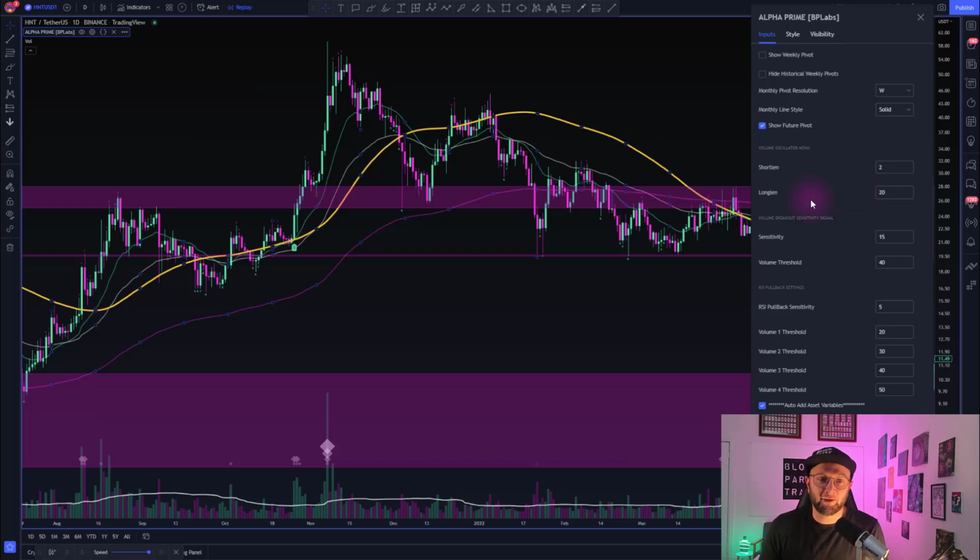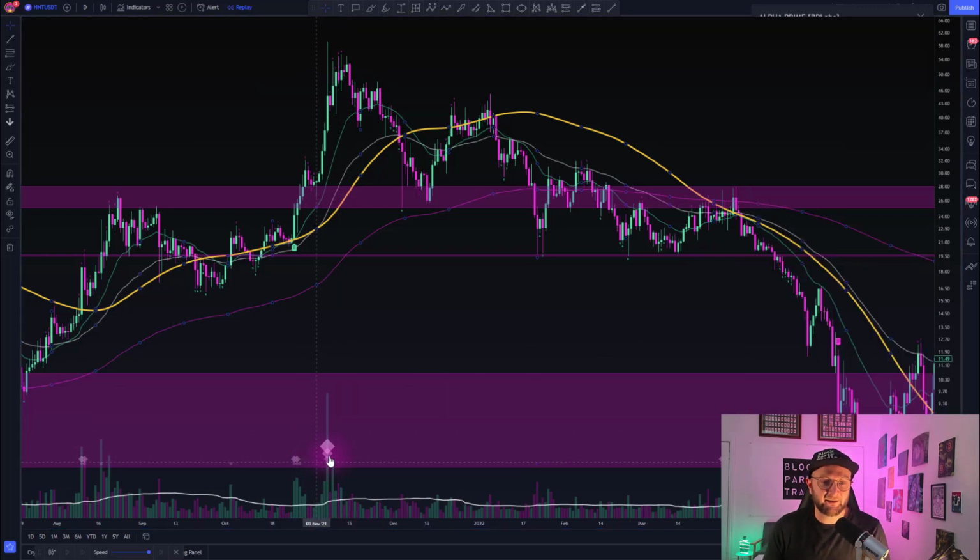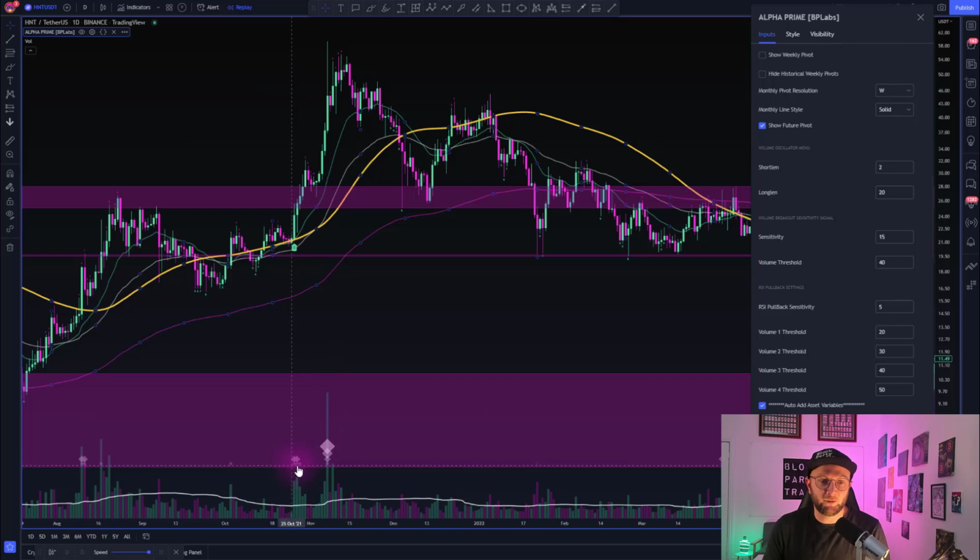And what do the signals look like? Well, as you can see, these little diamonds down here: the small one basically means a small volume spike, leading all the way up to the larger diamond, which means a very large volume spike. On top of this, we also have the volume thresholds. Volume 1 is the smallest diamond, all the way up to the volume 4 threshold, which is the largest diamond.